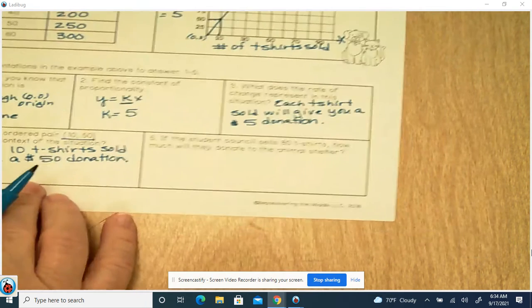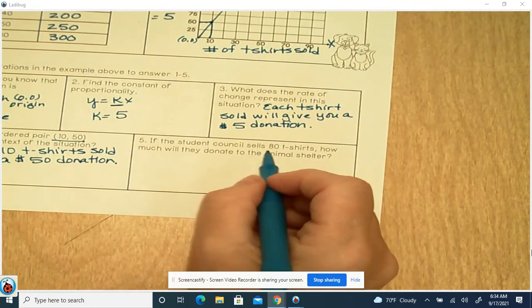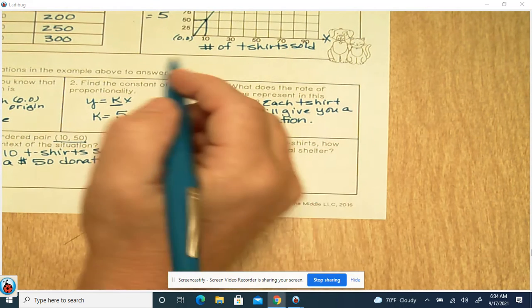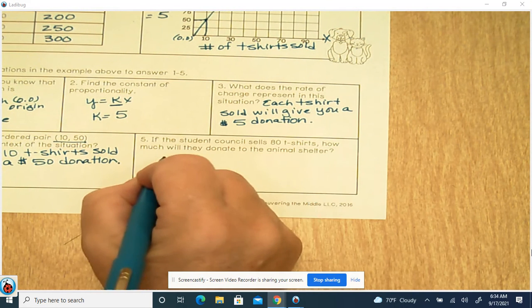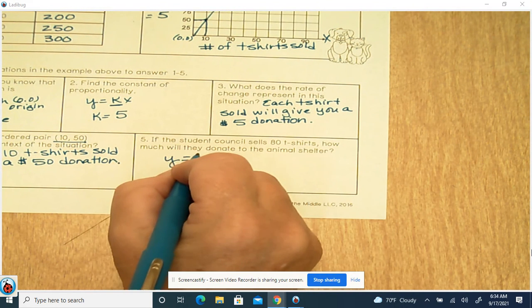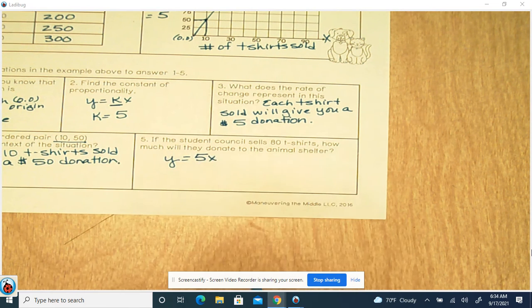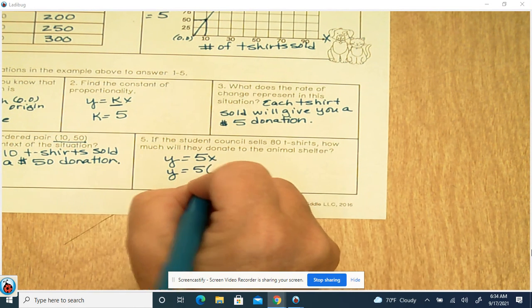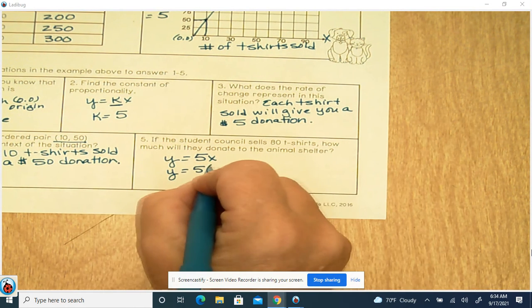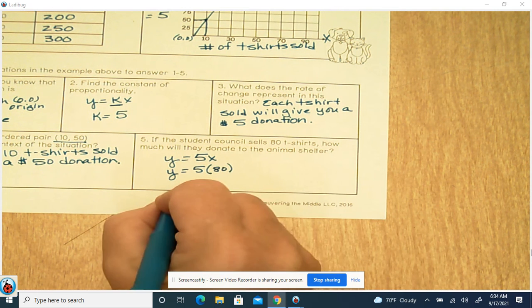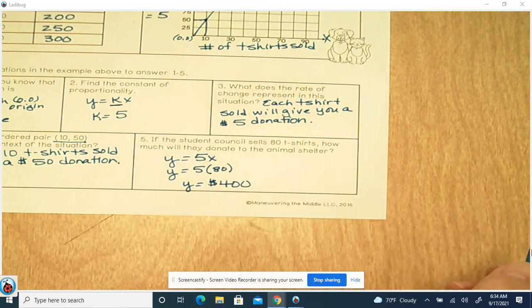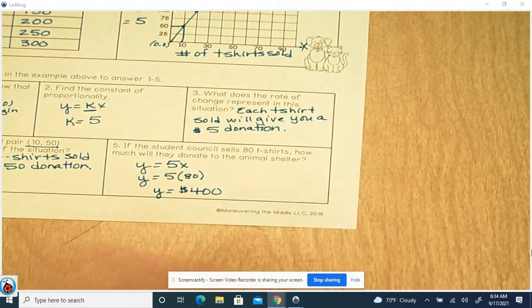And then the last, number 5, says, if the student council sells 80 t-shirts, how much would they donate to the animal shelter? Well, we know that our equation from up above is y equals 5x. So y equals 5 times x, where x represents the number of t-shirts sold, which is 80. So y is going to give us $400 donated for selling 80 t-shirts.